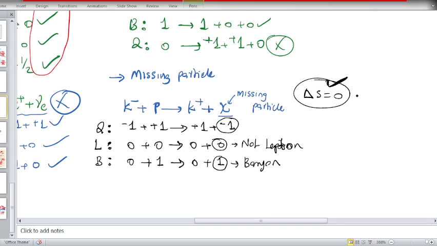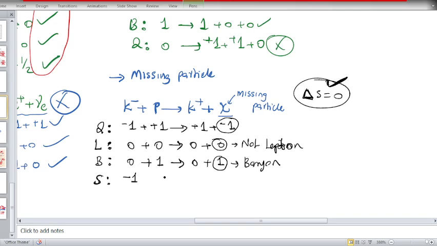Those are the conditions you have to consider. If you consider strangeness, it is given that this particular interaction is a strong interaction, so delta S is equal to 0, since all the parameters are conserved in this interaction. So if you put in strangeness, is K minus a strange particle? Yes, it is a strange particle.